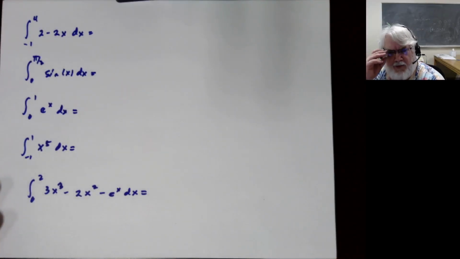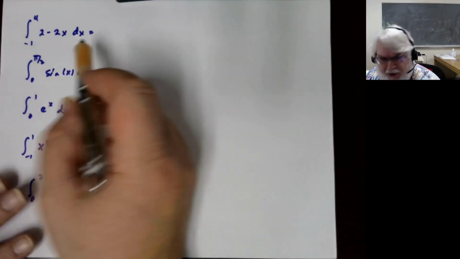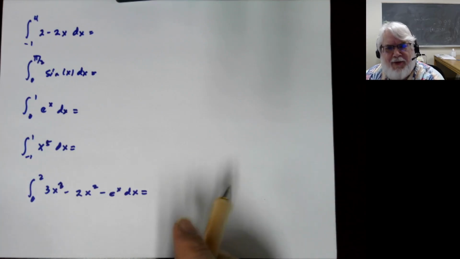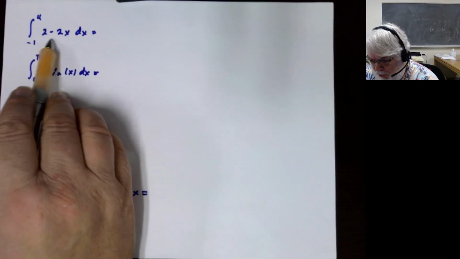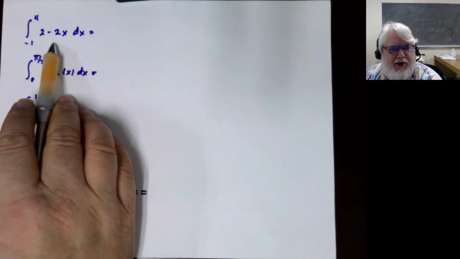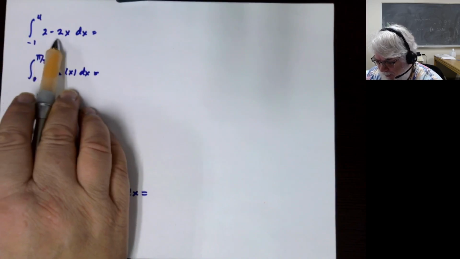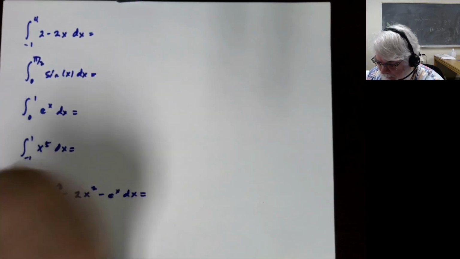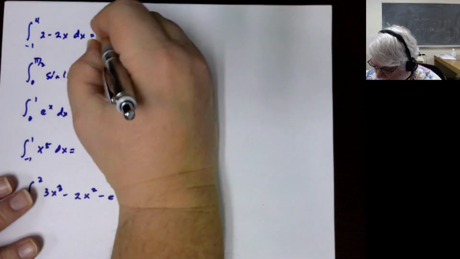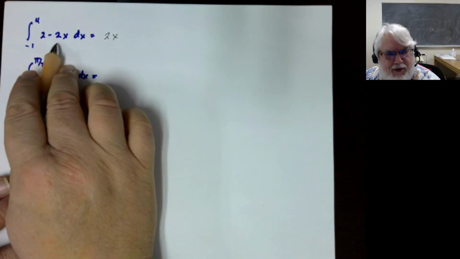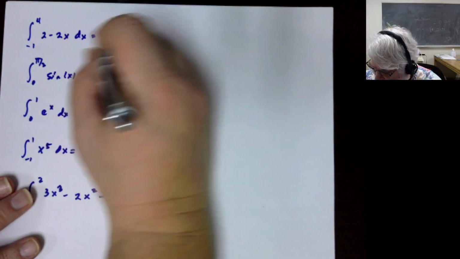Alright, so in this video we're evaluating a bunch of definite integrals using the fundamental theorem of calculus. To use the fundamental theorem of calculus, you look at your integrand in each case and you have to determine an antiderivative. So in our first case here, 2 minus 2x, the antiderivative of 2 is 2x, and then the antiderivative of 2x is x squared.